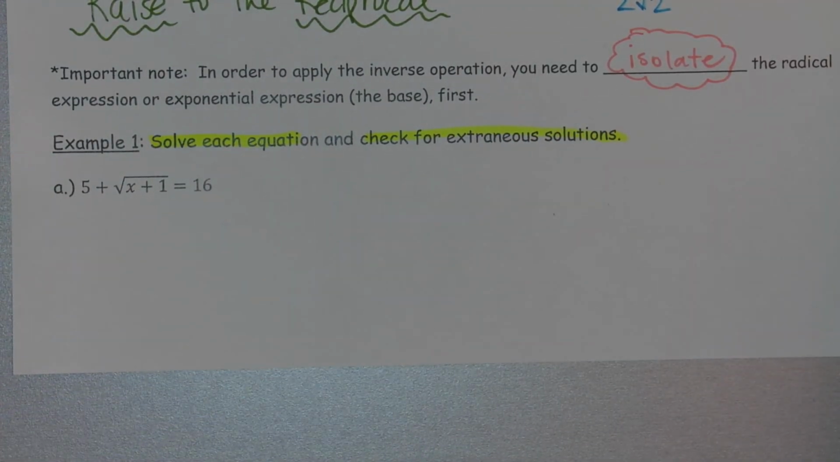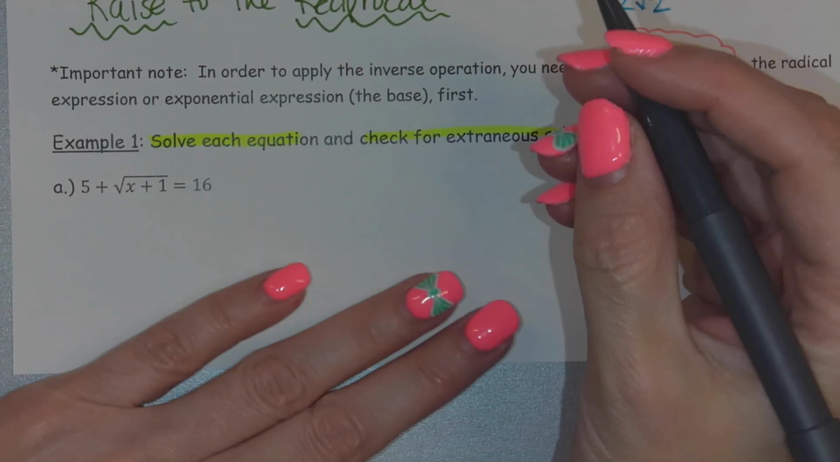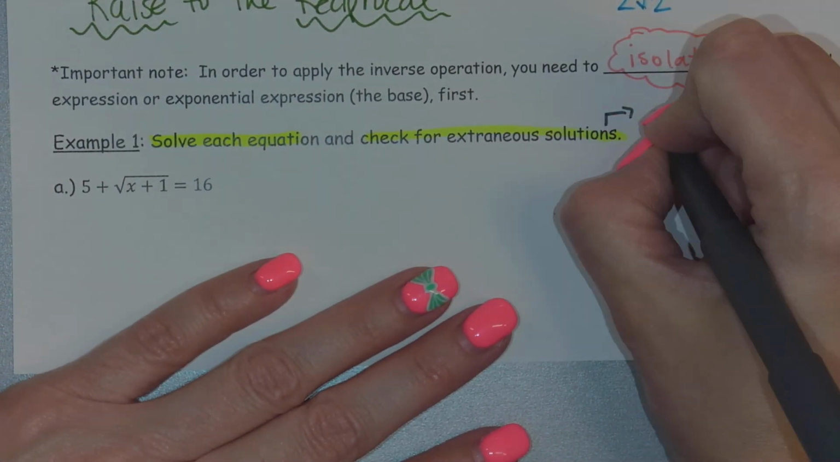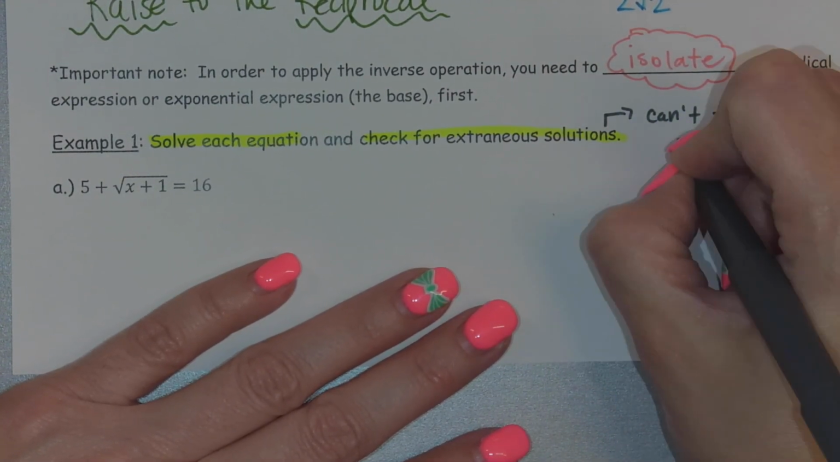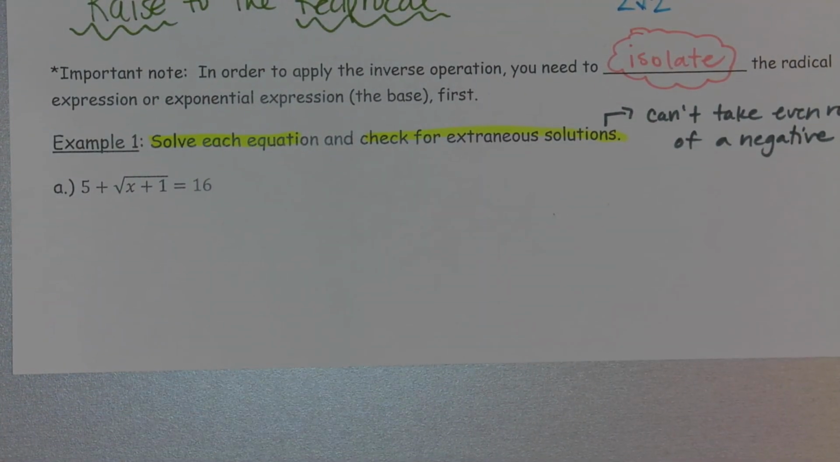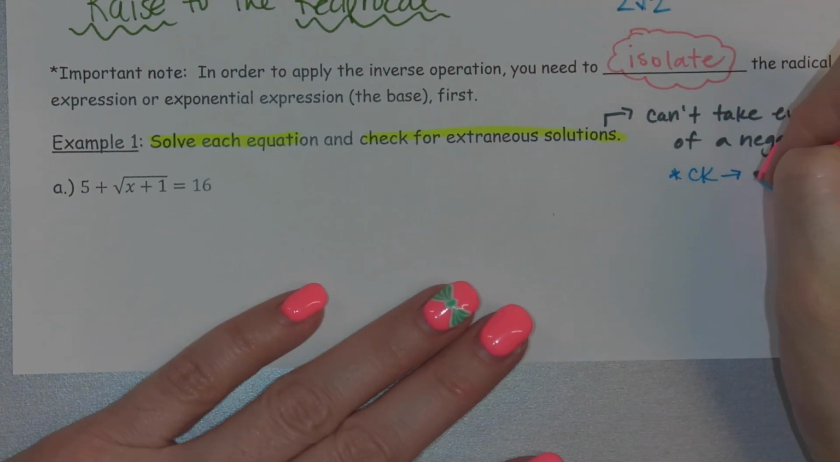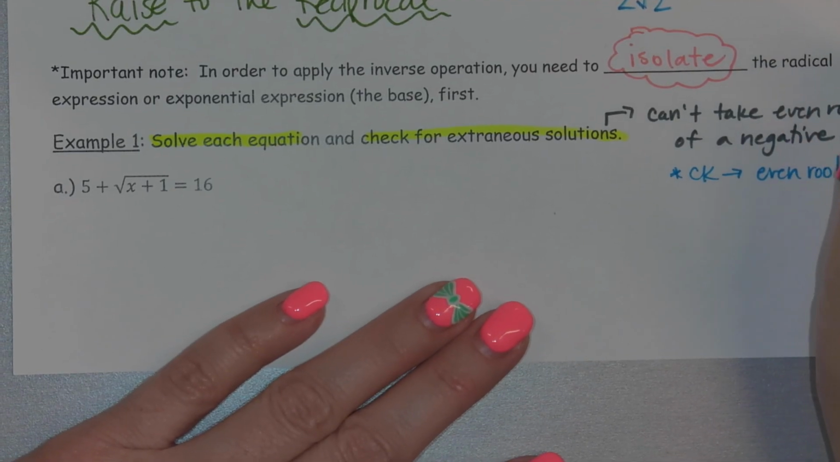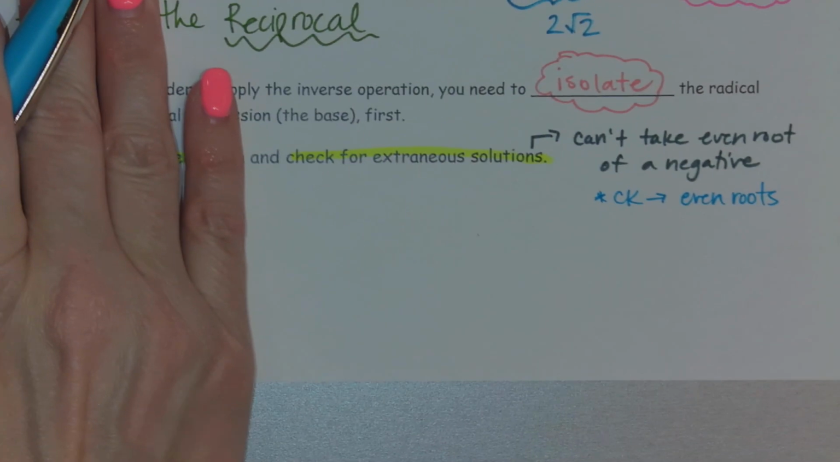Okay, the reason why we have to check for extraneous solutions is when you have a square root, you can't take the even root of a negative. So anytime there's an even root, we're going to have to check. Okay, the only thing we have to check, though, are the even roots, because for odd roots, that doesn't apply, because your domain would be all real numbers. Okay, so you only have to check the even roots. That's the only one that has a restriction on it.